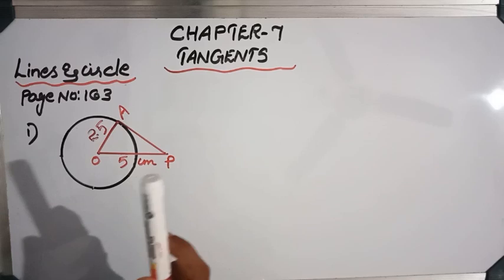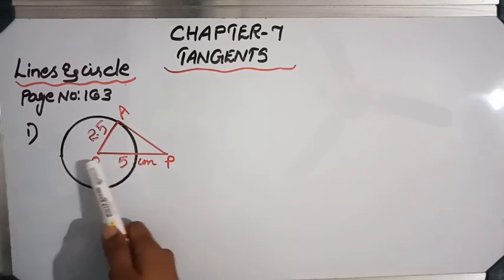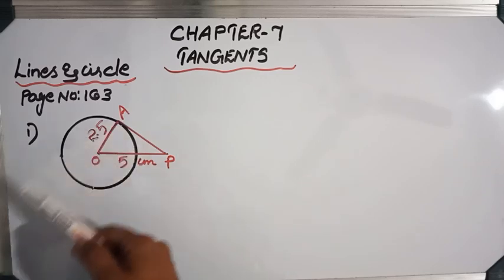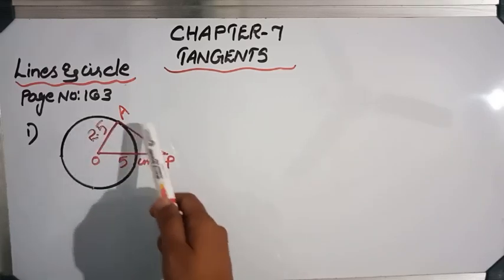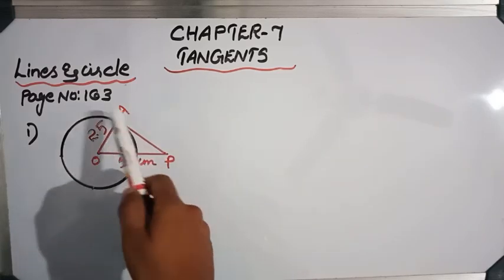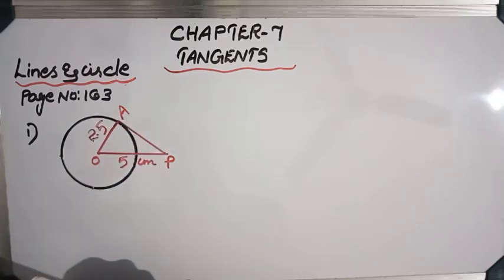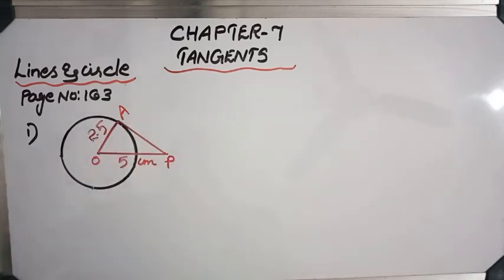Okay, so in the first figure, O is the center of the circle, and OP is given as 5 centimeter, and radius of the circle is given as 2.5 centimeter. And you can see that this line PA touches the circle at the point A. So PA is a tangent. Now we need to draw this, but here the length of the tangent is not given. So in order to draw this figure, the radius of the circle is already given, that is 2.5 centimeter.